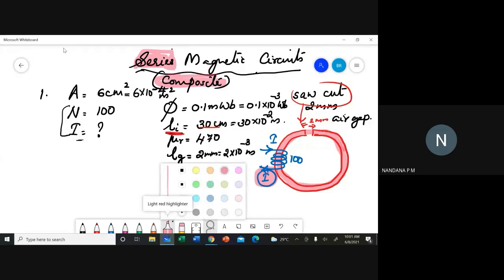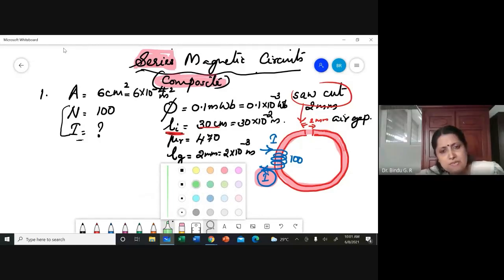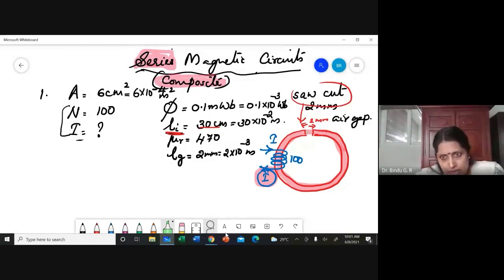Nandana? Yes, ma'am. Why do you say it is a composite magnetic circuit? Because in this part, you have two kinds of material here. One is iron, the other is air.